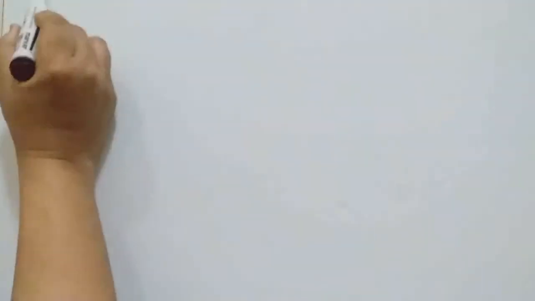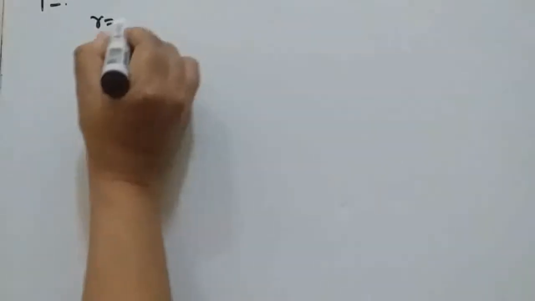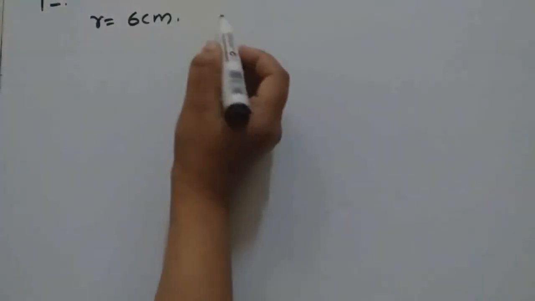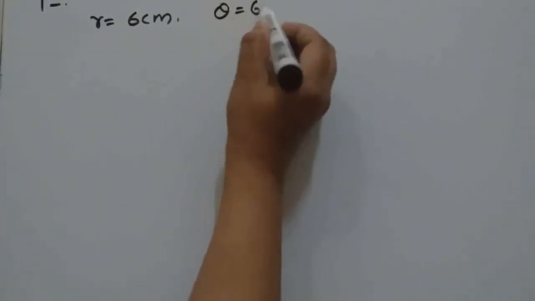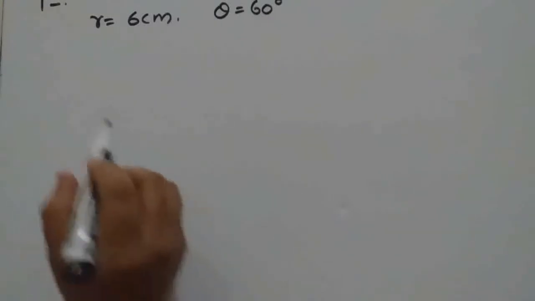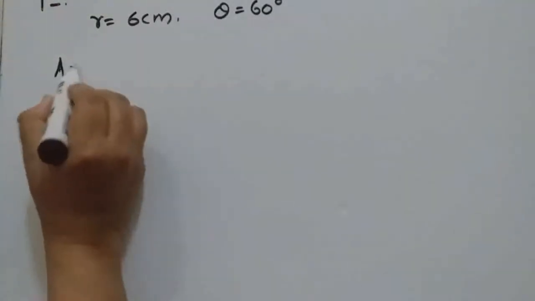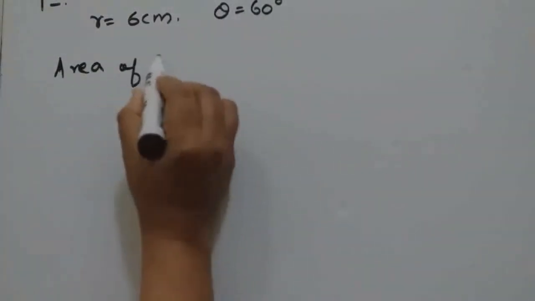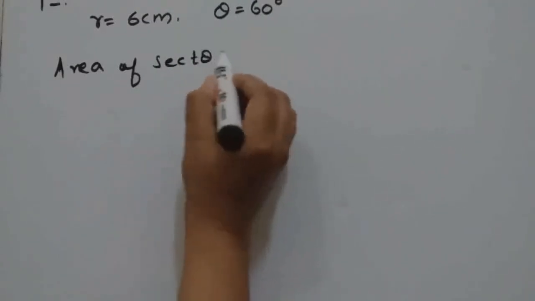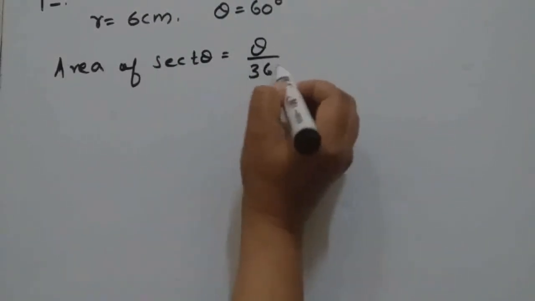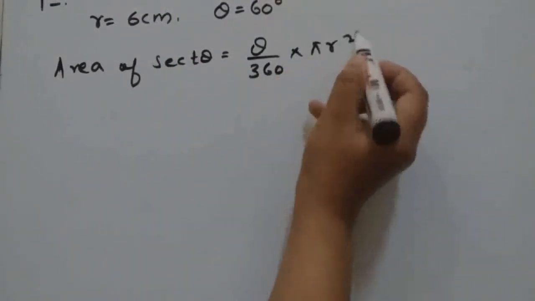Question number 1. Find the area of a sector of a circle with radius 6 centimeter. Radius is given 6 centimeter and angle of sector is 60, that is theta is 60 degree. We know formula for area of sector is theta by 360 into pi r square.